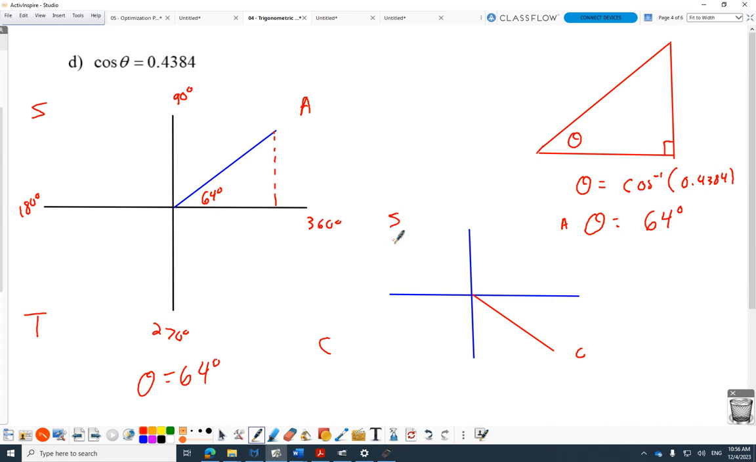C-A-S-T. There's my 64. Challenge yourself. If at the start of class you didn't know how to get these angles, challenge yourself to go, okay, so what do I do to get the answer? I don't have to do anything in quadrant 1. Quadrant 1, very friendly. That's why we made the angles go counterclockwise. So quadrant 1 would stay very friendly.